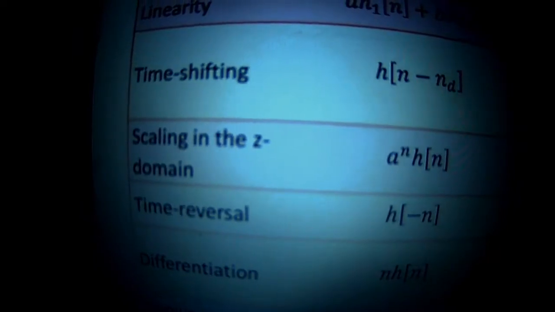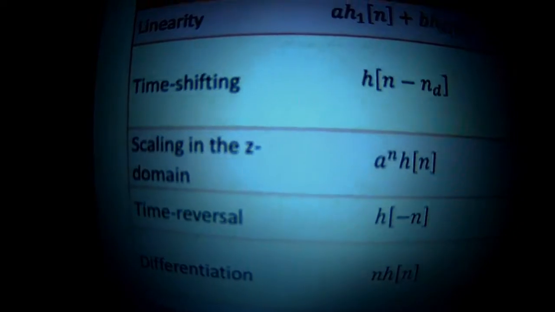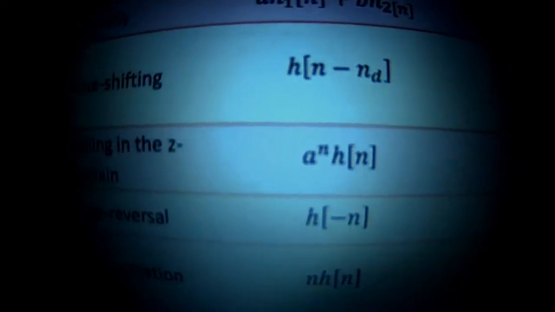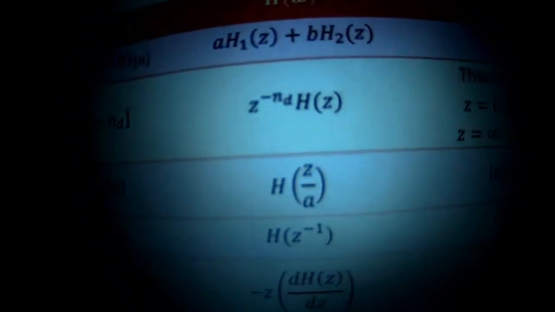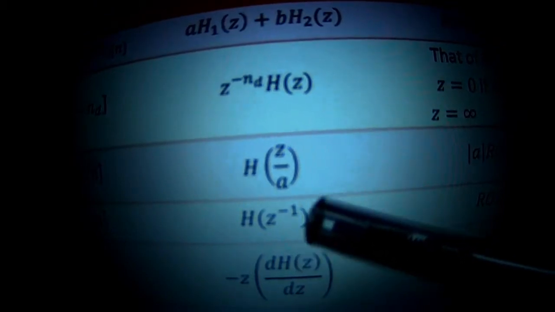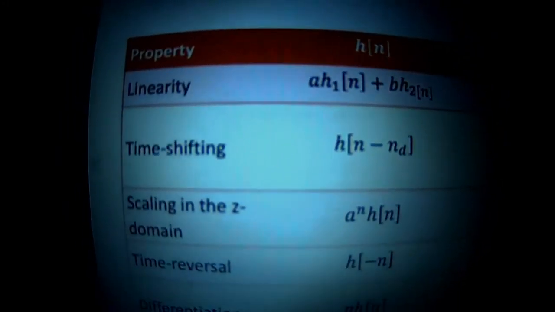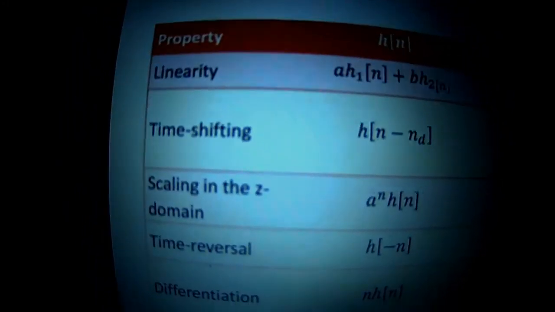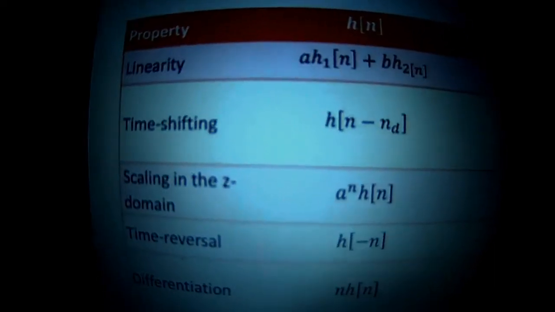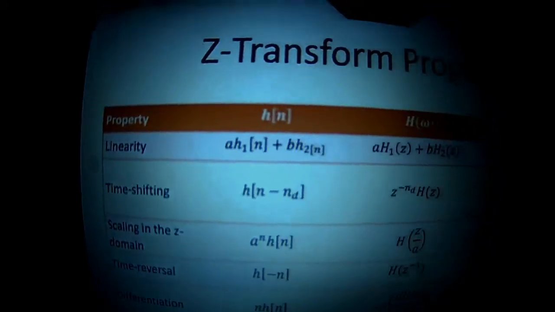Regarding time reversal, if you reverse the time the other way, which is h inside h of negative n, when you have h of negative n, you basically just write it like this: h(z to the power minus 1). That's it. As simple as that. You're done. So I'll be covering linearity, time shifting, scaling in the z domain, and time reversal in this video. Let's see some examples.